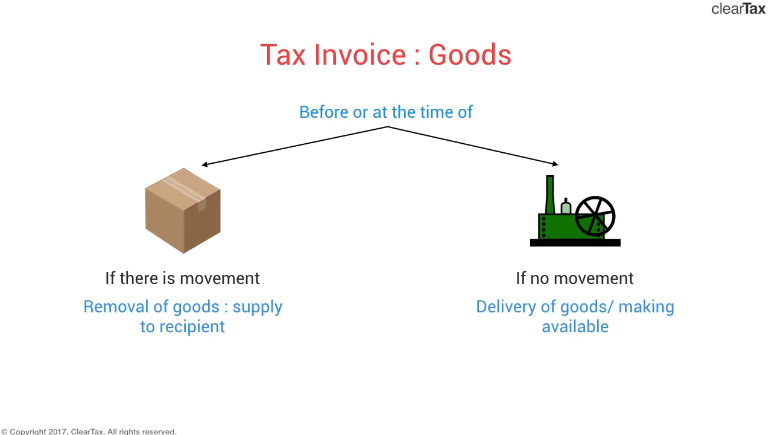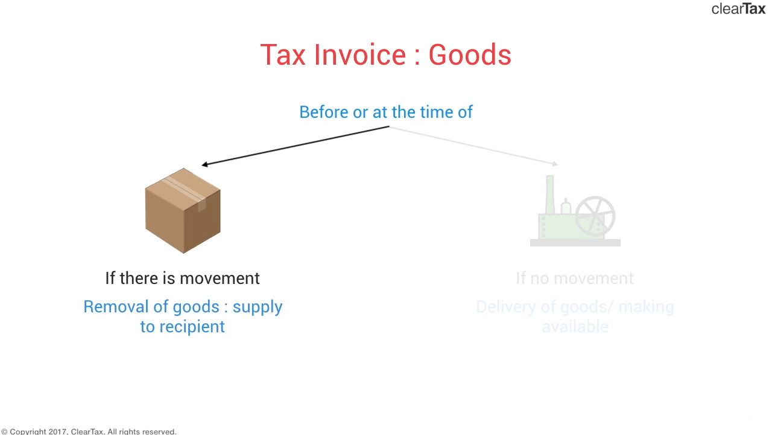If there's no movement, if it's a fixed machinery or a factory setup or anything, if there's no movement involved, then the tax invoice would have to be issued before or at the time of delivery of goods or making the goods available. In order to understand the first situation where there's movement involved, you need to know what removal of goods means.